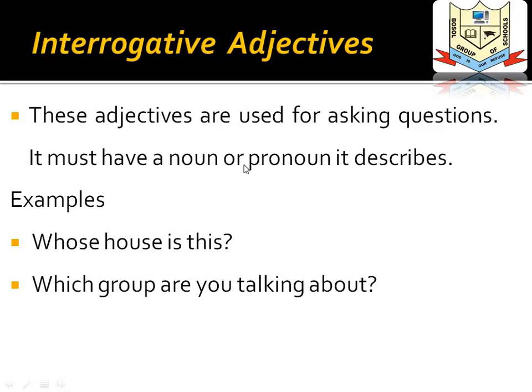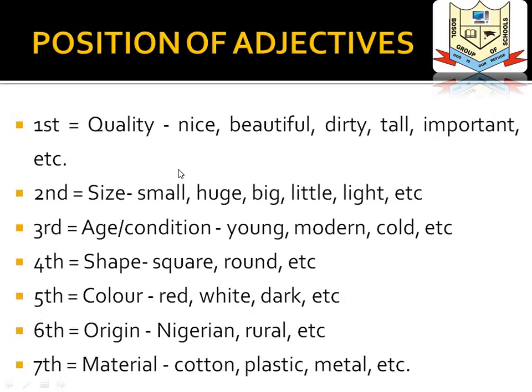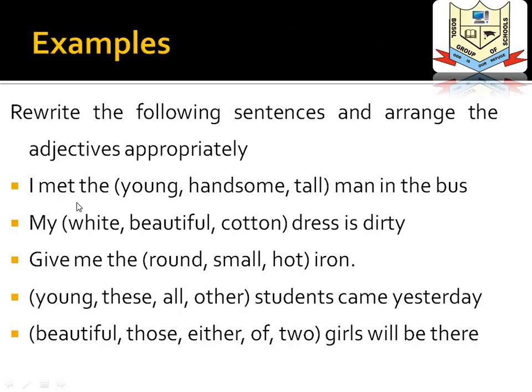Now, before we conclude our lesson, we are going to look at the position of adjectives. We have 7 forms of adjectives, which are quality, size, age or condition, shape, color, origin, and material. All these forms of adjectives come in different positions in a sentence. Now, in this sentence, I met the young, handsome, tall man in the bus.